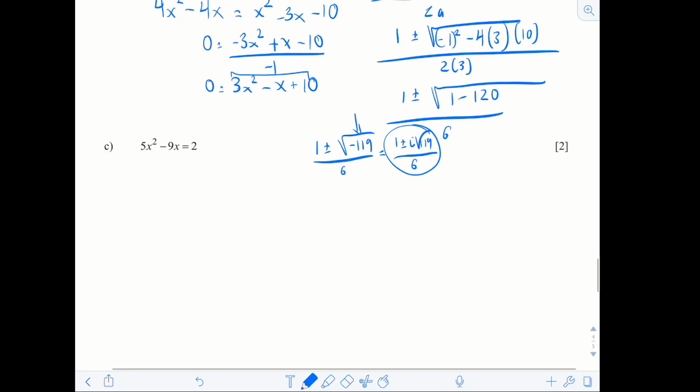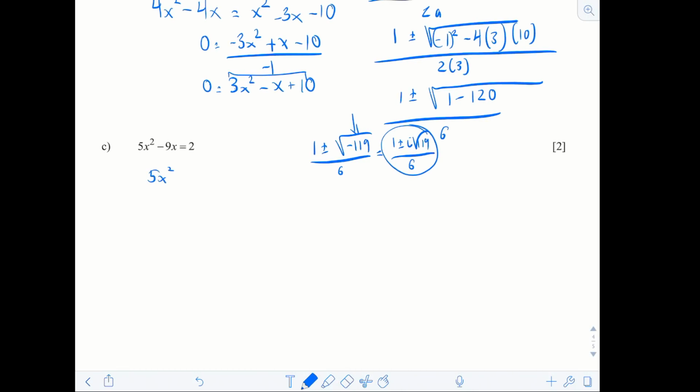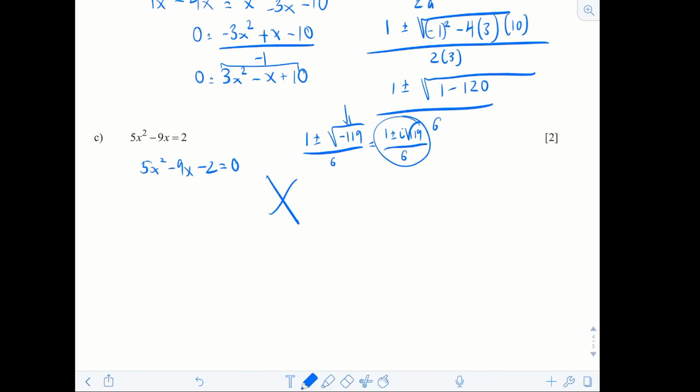All right, and the last one. So I'm going to bring over the 2, so I'm left with 5x squared minus 9x minus 2 is equal to 0. Two numbers that when I multiply, right, the 5 and the 2, so that gives me -10, but when I add, I get -9. So that's going to be -10 and 1.